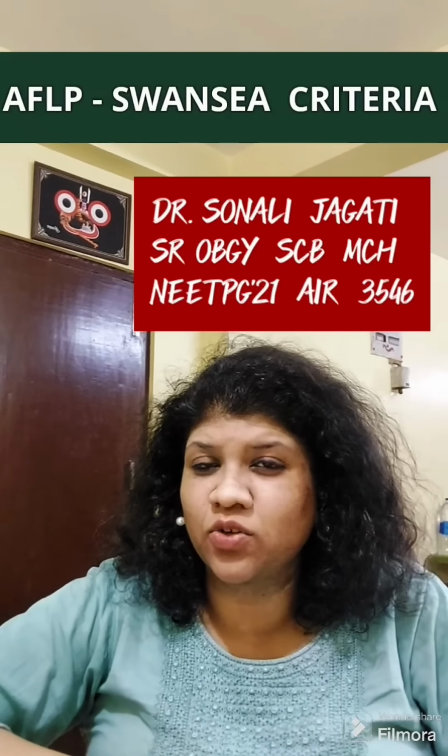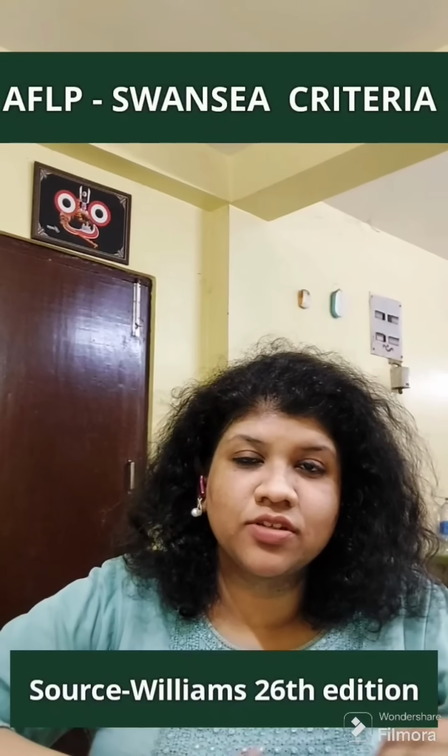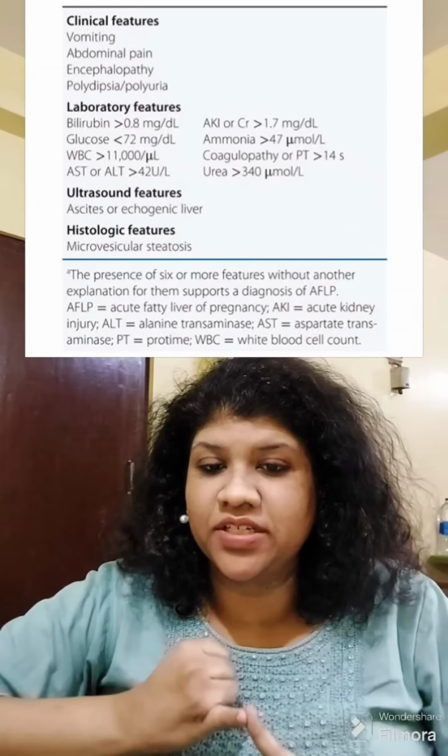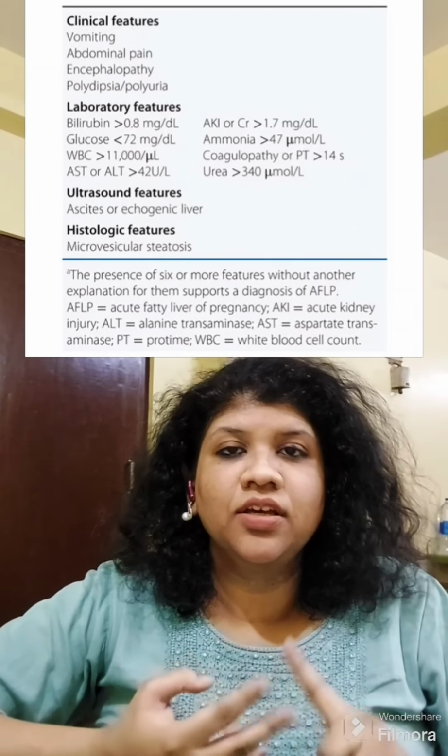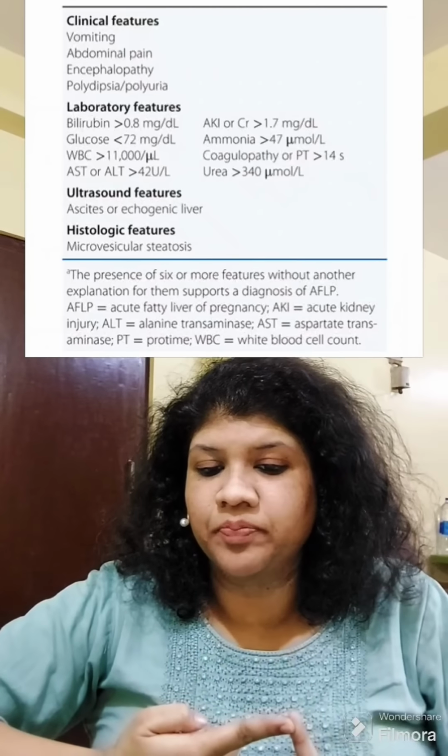AFLP stands for acute fatty liver of pregnancy, and to diagnose it we have the Swansea criteria, which has some of the clinical features, some of the lab parameters, then ultrasound features, and last the histopath. So in clinical features we have vomiting, abdominal pain, encephalopathy, polyuria and polydipsia.